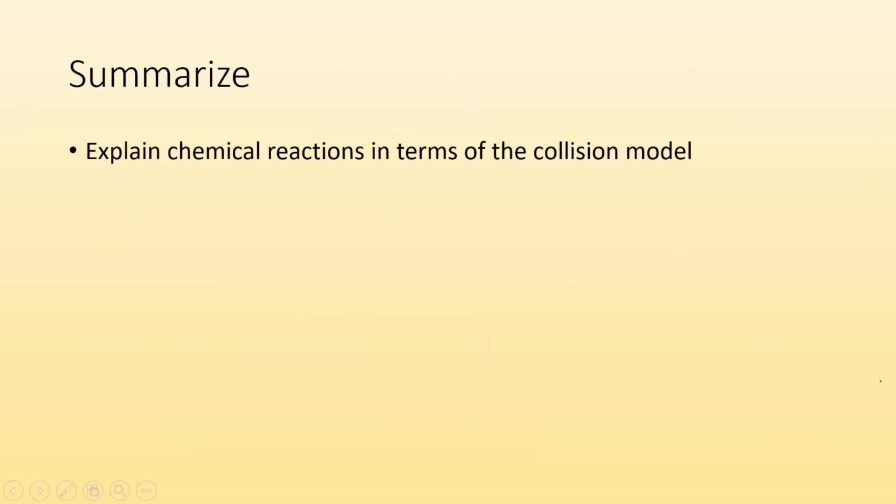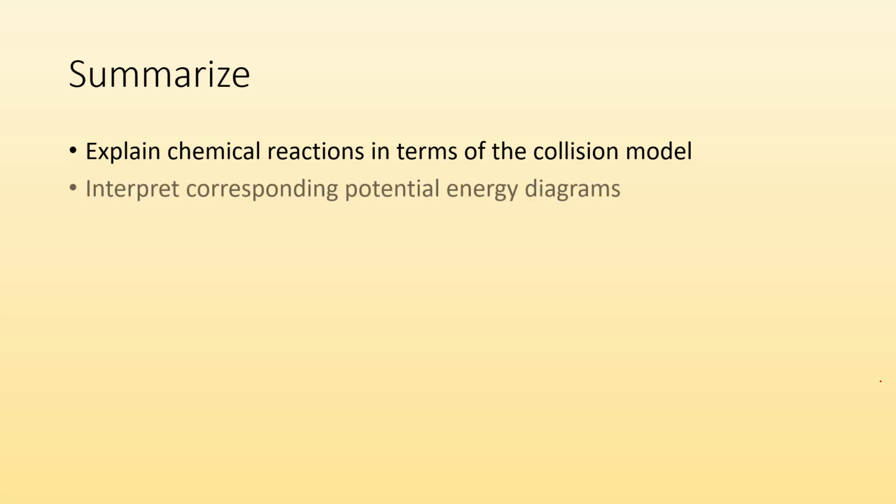So to summarize: explain chemical reactions in terms of collision models, interpret corresponding potential energy diagrams, and use the Arrhenius equation. Hopefully you can do that. If not, I'm sorry. Goodbye.